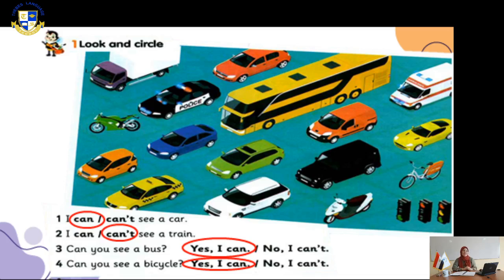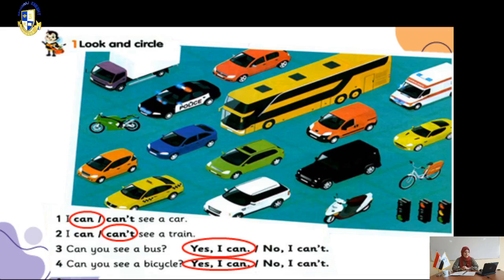Number 1, I can or can't see a car. Look at the picture. I can or can't? Yes, I can. Circle can because I can see a car. Number 2, I can or can't see a train. Look at the picture. Is there any train? No. So I can't. Cannot, can't. I can't see a train.